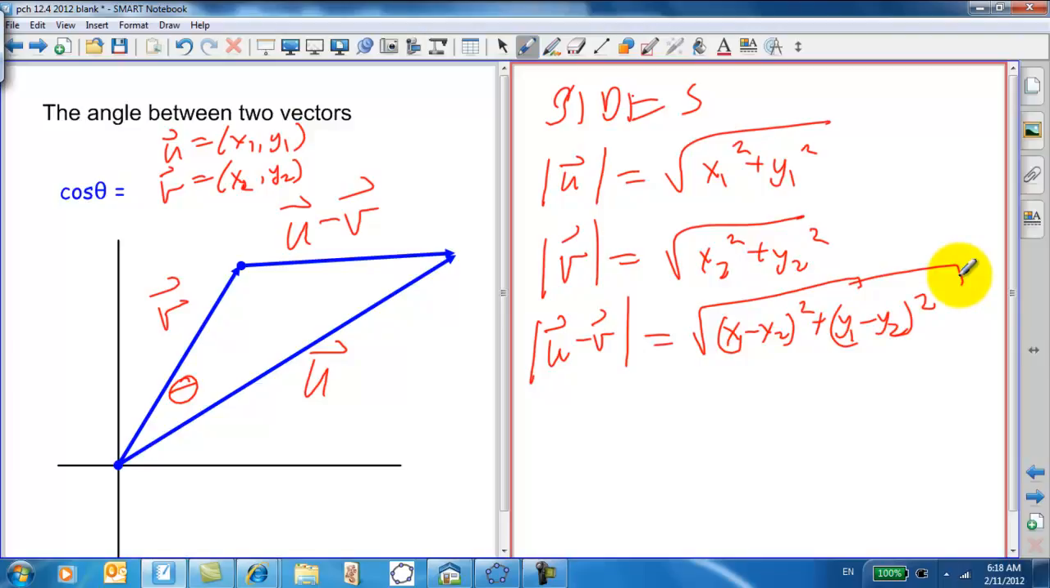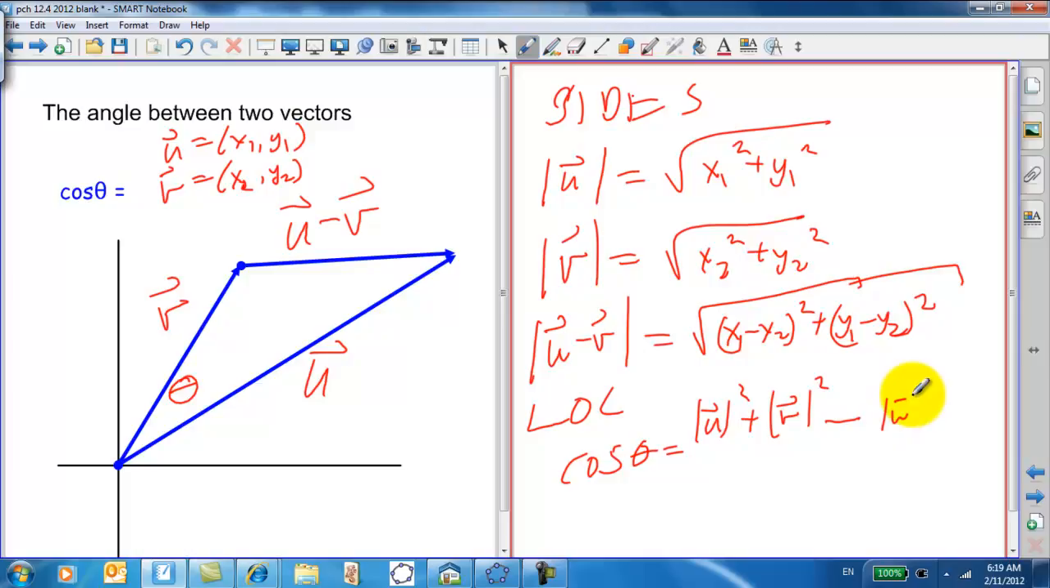Now it's time to break out our law of cosines. The law of cosines says this. Remember that one where you had it solved? The cosine of theta is basically the other two sides squared. So that's the magnitude of u squared plus the magnitude of v squared, minus the magnitude of u minus v, the third side, squared, all over twice the product of the two sides around the angle, magnitude of u times magnitude of v.